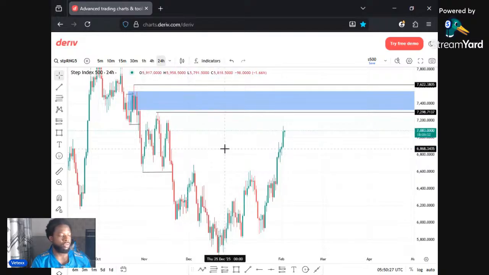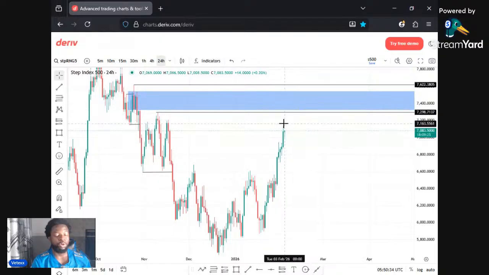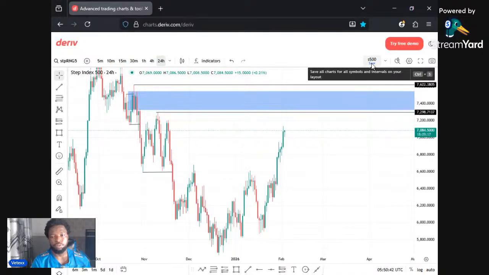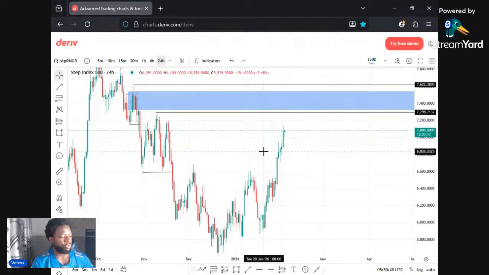So this is what we have on step 500. We're anticipating price to tap into this point of interest and continue the move in the opposite direction. Once this happens, we'll be rest assured that there are more fish for us to take. So now, what is the next thing for us to do?